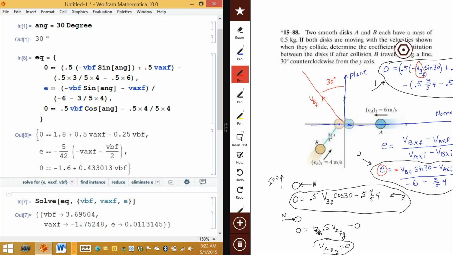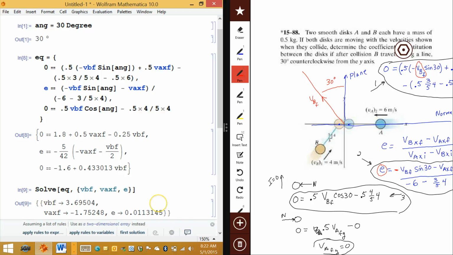Those are the correct equations, and then I solve the equations, and so I end up with the right value. If you notice, the velocity of A after the collision is a negative number. The negative tells me that my assumption was incorrect. I assumed that it went to the right. I'm incorrect. It goes to the left. So A kind of follows through, if you want to call it that. So that's the solution to 1588.